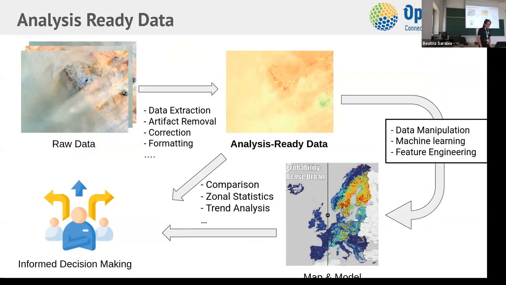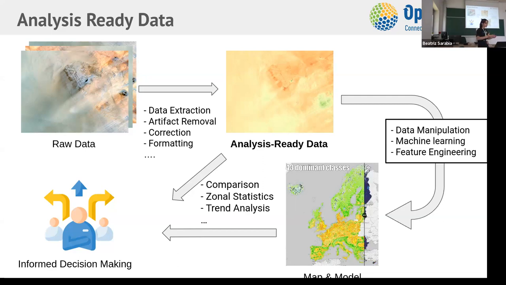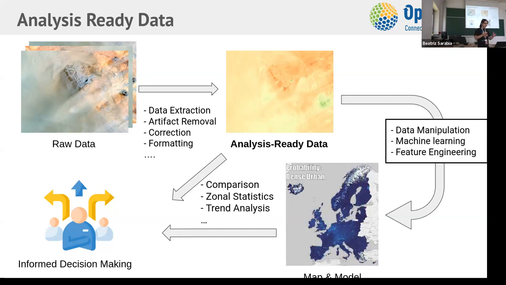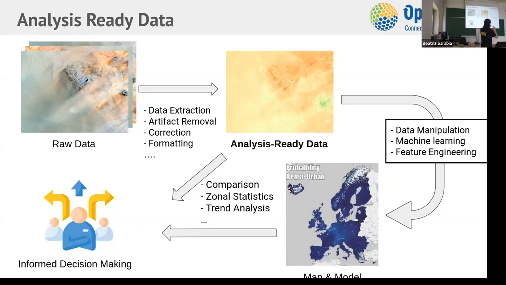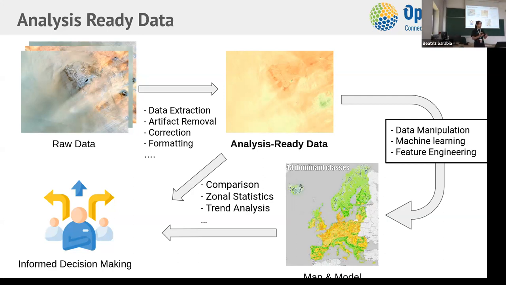So the raw data is actually a big amount of data. You have to extract the data and remove the artifacts, for example the cloud we talked about. Sometimes you have to do corrections, like atmospheric correction. And sometimes you have to change the format in order to align different formats so you can read them together. Once you get analysis ready data, you can directly go to informed decision making. So policymakers can just use this analysis ready data and assess the data.